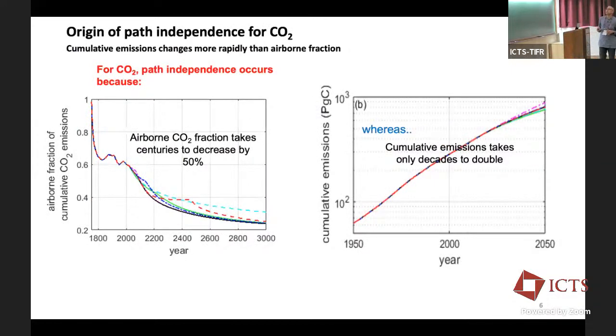And indeed, what one sees is a disparity in the timescales, right? So for instance, it takes centuries for the airborne fraction of CO2 to decrease by 50%, correspondingly to increase by the same factor of 2. It only takes decades for the cumulative emissions to double. And this disparity is partly because of the timescales of the emissions cycle, how long it takes for the emissions to increase and decrease, but it also has a lot to do with the slow processes in the Earth system carbon cycle. The slowness of certain components of the Earth system carbon cycle ensures that the airborne fraction takes centuries to decrease by a factor of 50%.